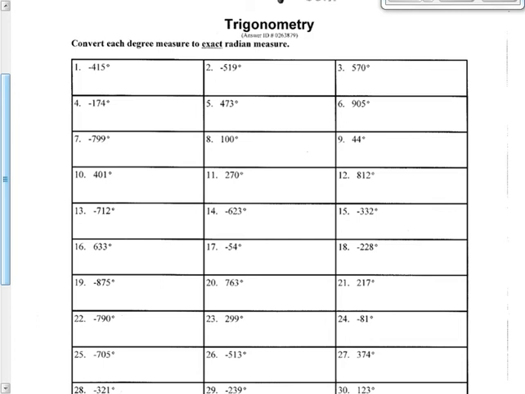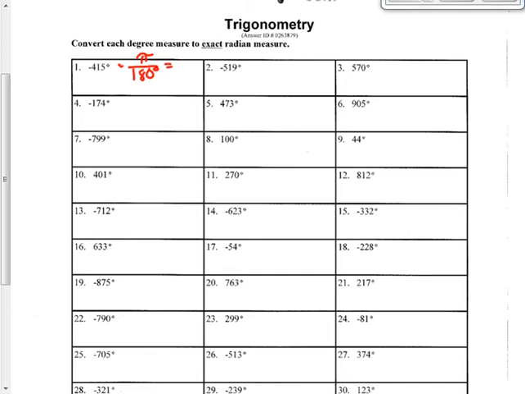So convert each degree measure to exact radian measure. Well, exact is underlined because we don't want decimals. We don't want to round it. We want it to be exact. So that doesn't mean we're doing anything different, though. I want to get rid of my degrees and turn it into radians. It doesn't say to make it positive, so I can leave it as a negative. Nothing really truly happens with that.